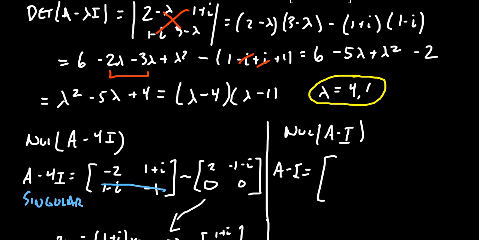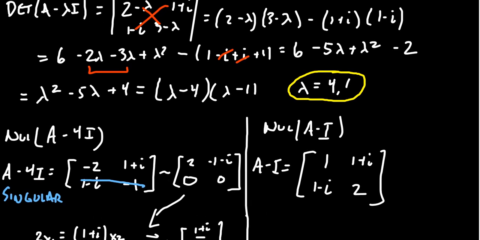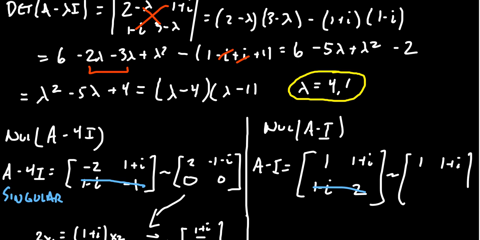So we get 2 minus 1, which is 1, 1 plus i, 1 minus i, and then 3 minus 1, which is a 2. So this is the matrix we want to row reduce. And kind of like I said before, because we have a 2x2 matrix and we know it's singular, the second row we don't need because it has to be a multiple of the other. This helps us avoid some of the arithmetic with the complex numbers. We ended up with 1, 1 plus i, and then 0, 0, like that.